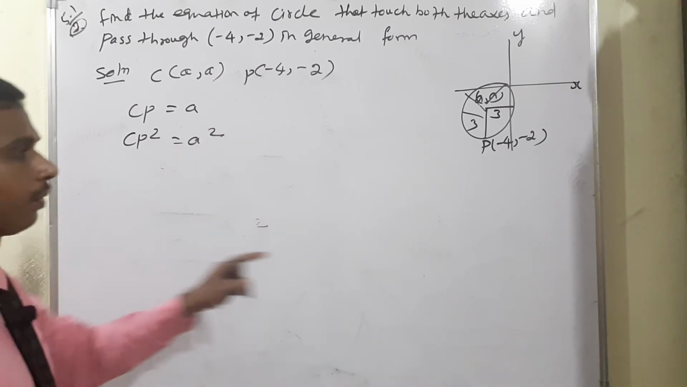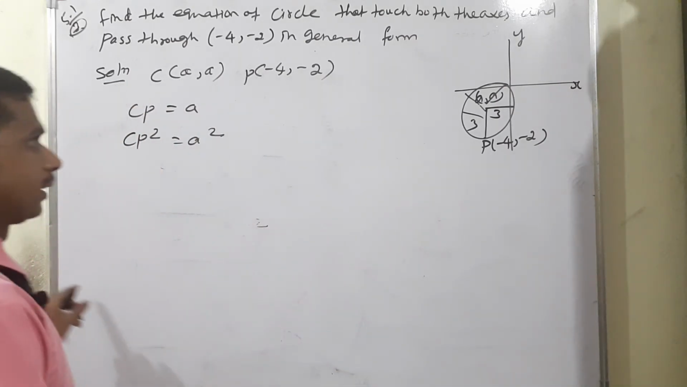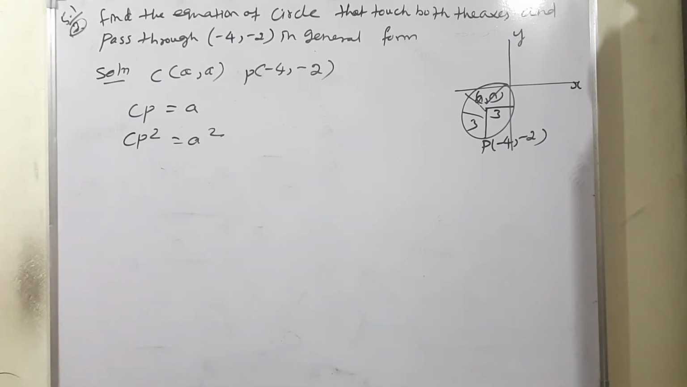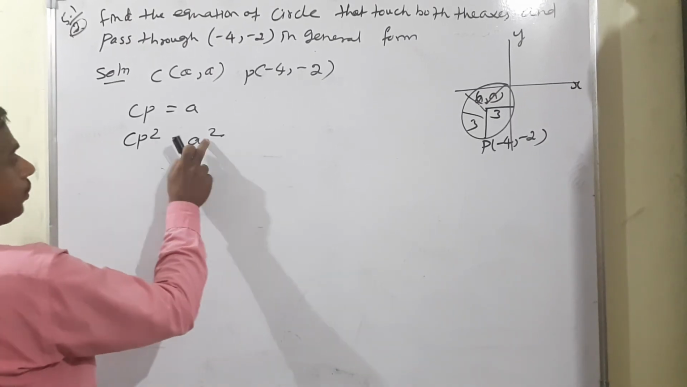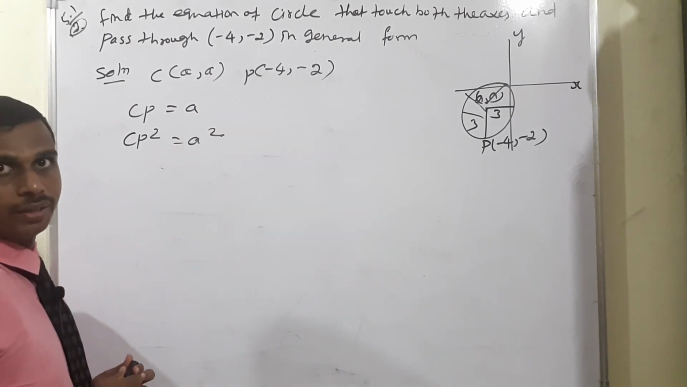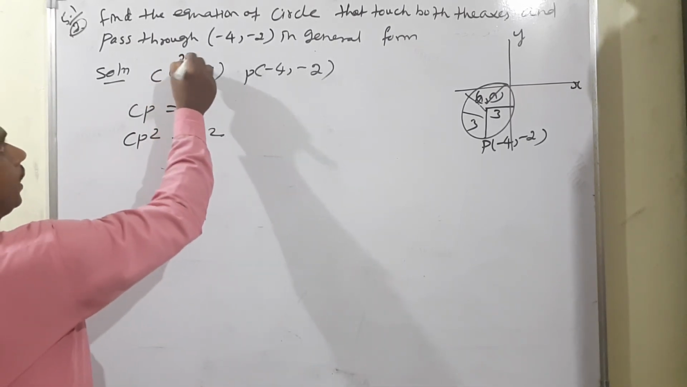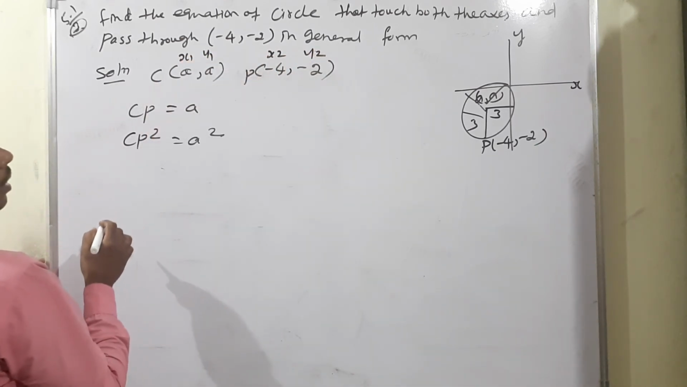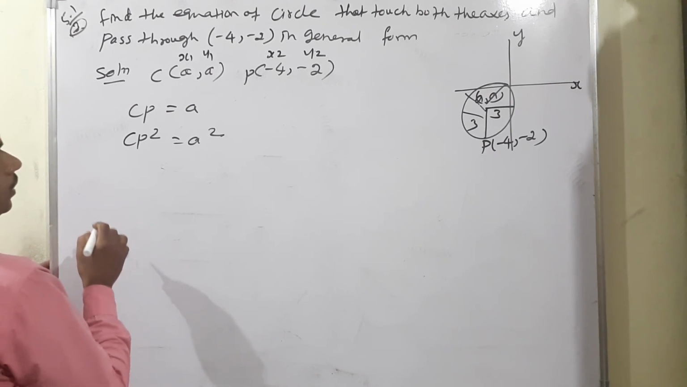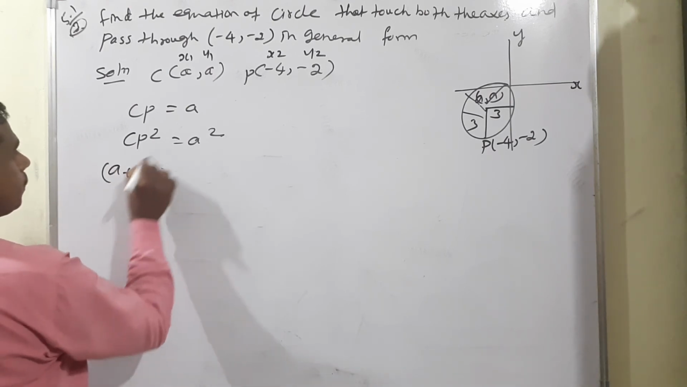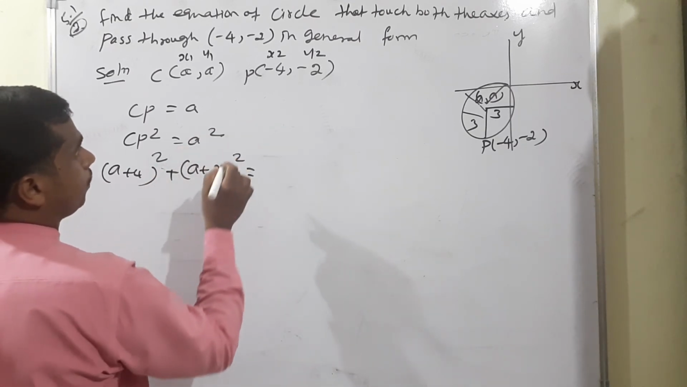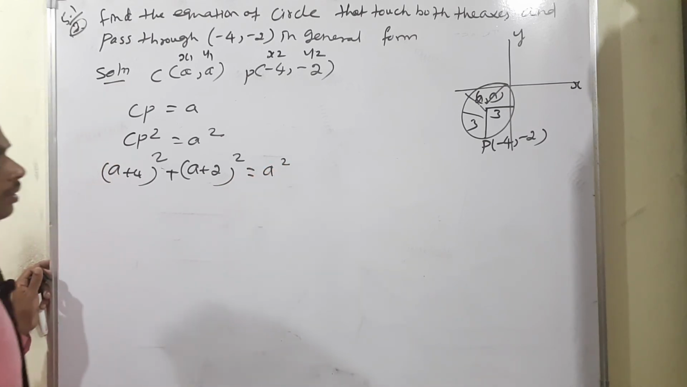CP square, by the distance formula, is x minus h the whole square. Since both sides are squared, there is no need to take the square root in the distance formula. We can write it directly: x1 minus x2 the whole square plus y1 minus y2 the whole square. So we can write (a plus 4) the whole square plus (a plus 2) the whole square is equal to a square.